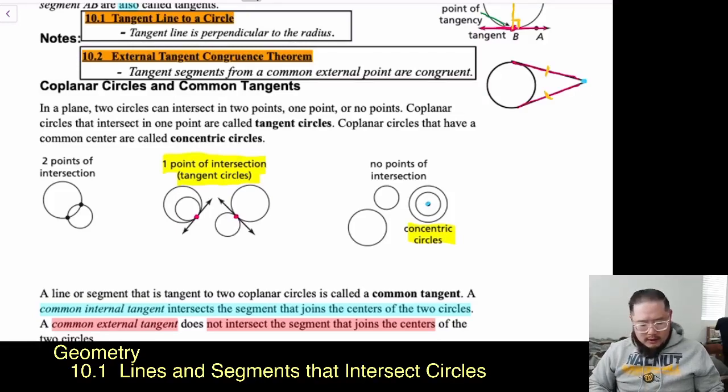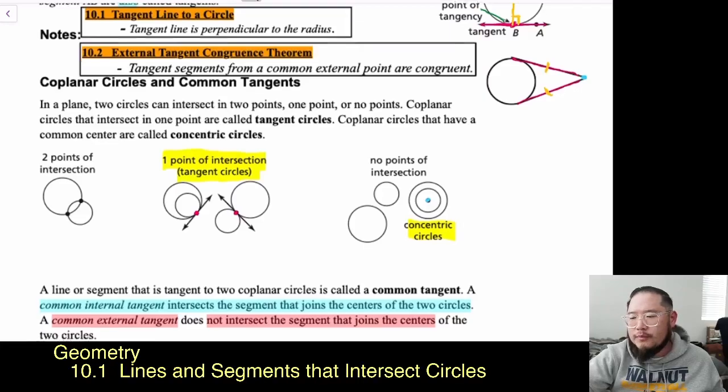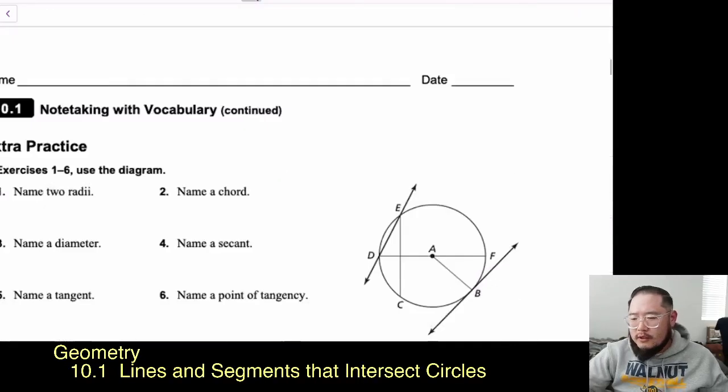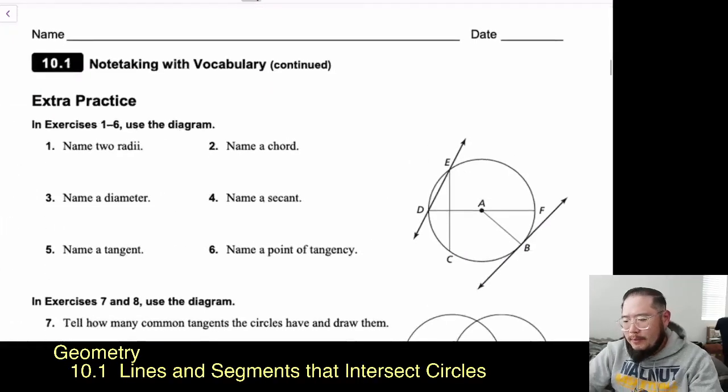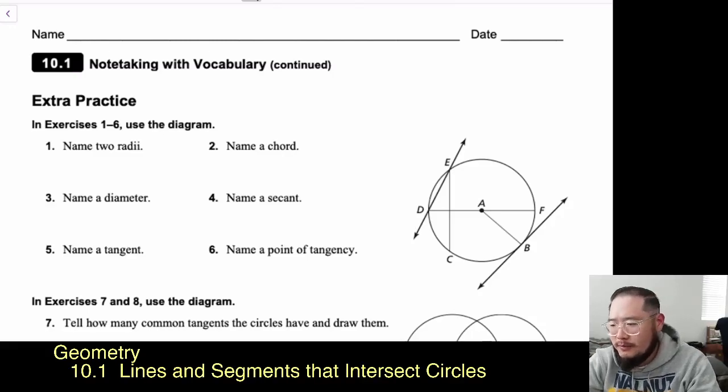Let's take a look at some of our extra practice right here. We're going to use the diagram to the right to answer the following 6 questions. There is more than one answer you can have, so I'll try to go over as many as possible to show you all the different scenarios. Number 1 says name 2 radii. I could definitely show you that there are 3 right here.